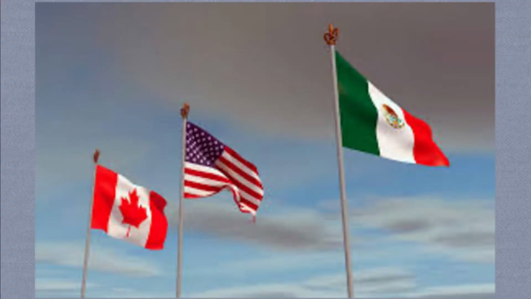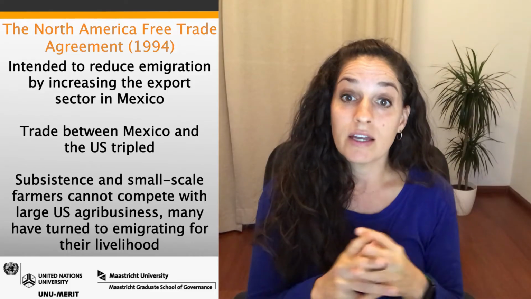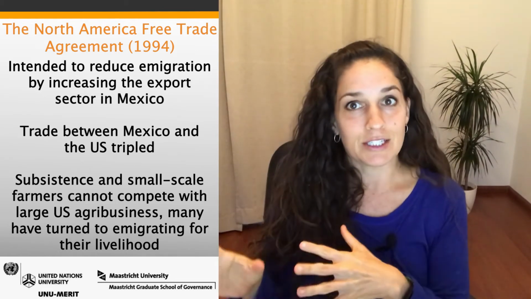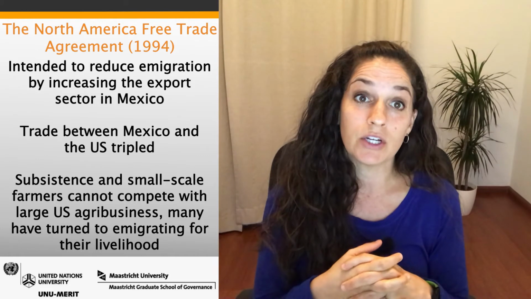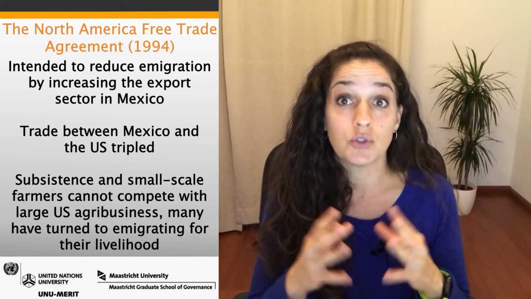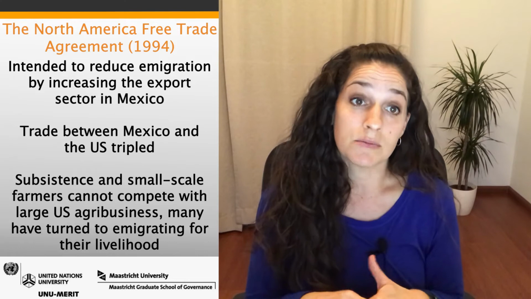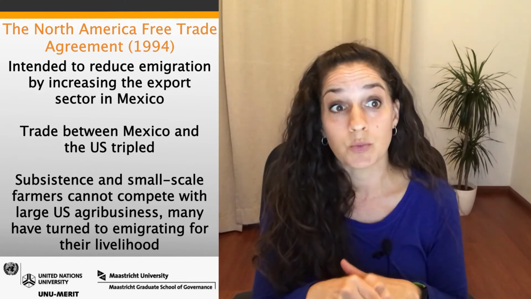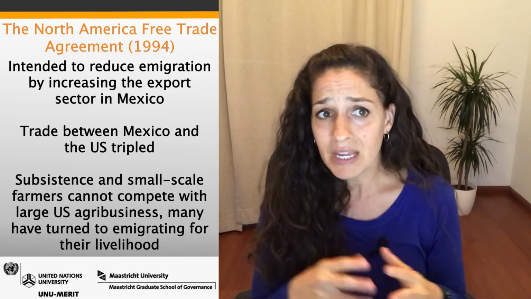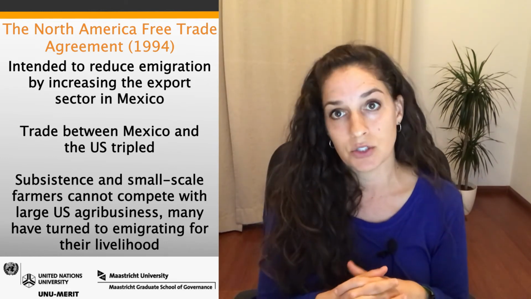Then there was the North American Free Trade Agreement in 1994. So the Free Trade Agreement was signed between the US, Canada, and Mexico, and the initial intention of this, at least from the United States side, was to reduce migration by increasing the export sector in Mexico. So what we saw is that trade between US and Mexico tripled, but at the same time, subsistence and small-scale farmers were not able to compete with large US agribusiness, and many then turned to emigration as a source of livelihood.